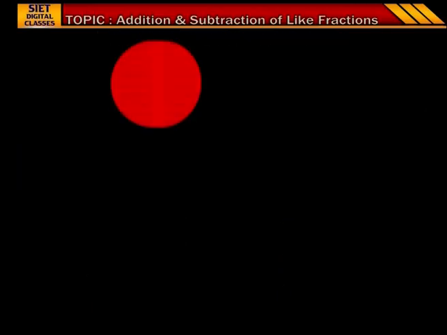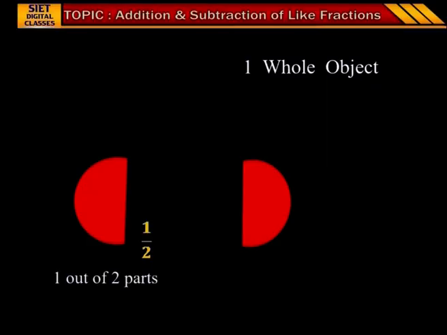So, from this, observe on the screen, this is one whole object. When we divide it into two equal parts, what does each one represent? 1 out of 2 parts. That means 1 by 2. This is also 1 out of 2 parts. This is also represented as 1 by 2.